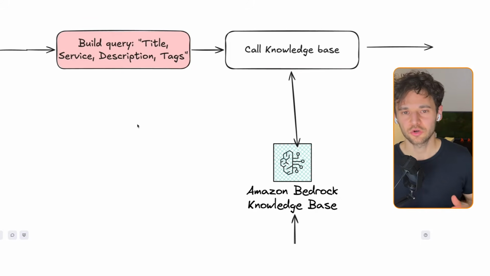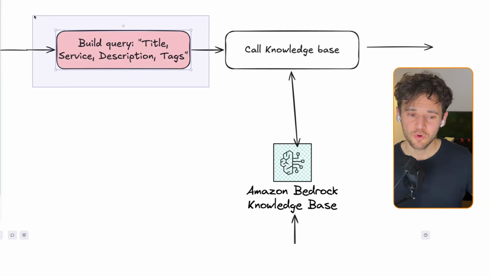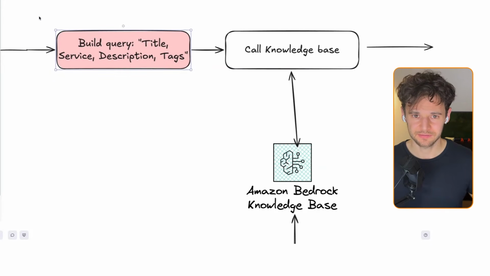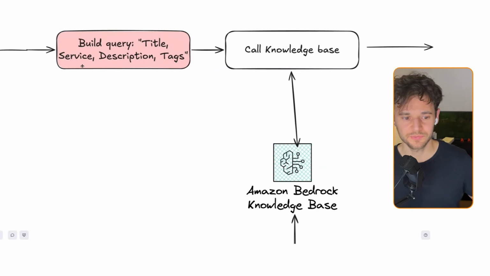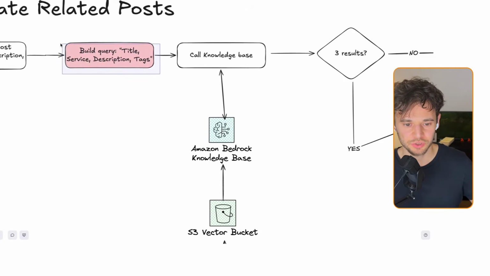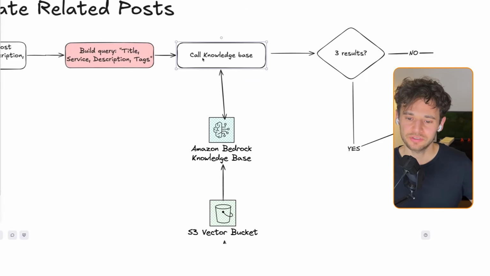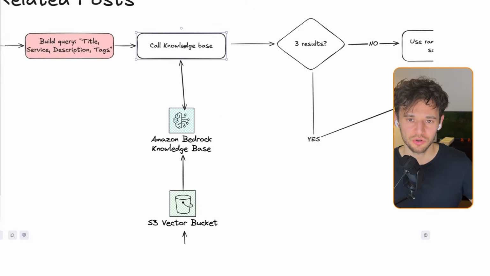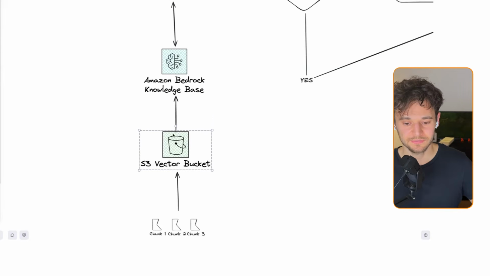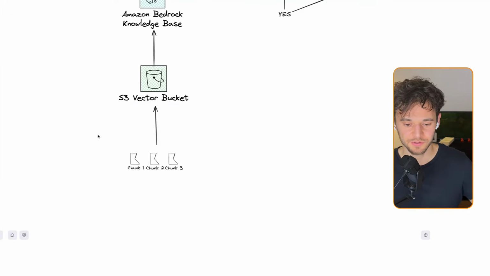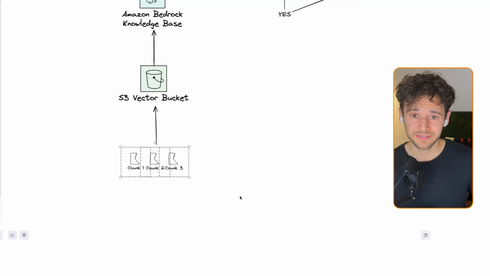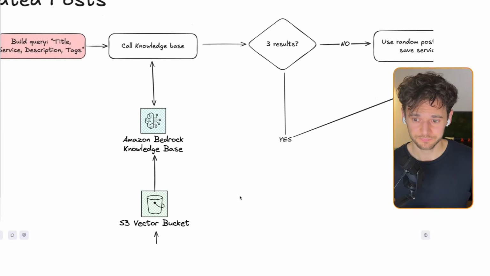I also tried it out with passing in some more descriptions, for example, the SEO description. Adding more features here makes sense. But again, we want to build an MVP fast, so this is it. We just go with a default query, and then we call the knowledge base. That means we call Bedrock. Bedrock is here, so we have our knowledge base. Again, the knowledge base is based on the vector bucket, and the vector bucket is based on the chunks. So we get chunks returned.